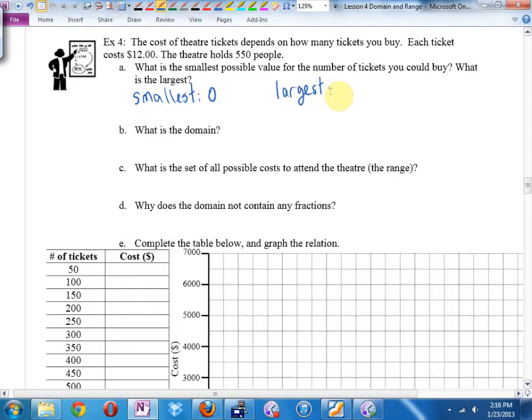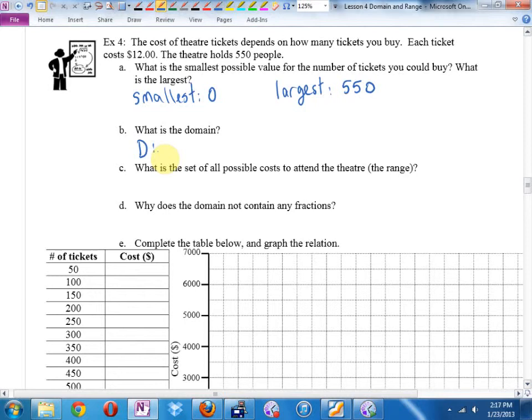What's the largest number of tickets you could buy? What's the theater hold? I think the largest you can buy is 550. What's your domain? I think you can buy 0 or 1 or 2 or 3 or 4 or 5 or ... 547, 548, or 549, or 550.